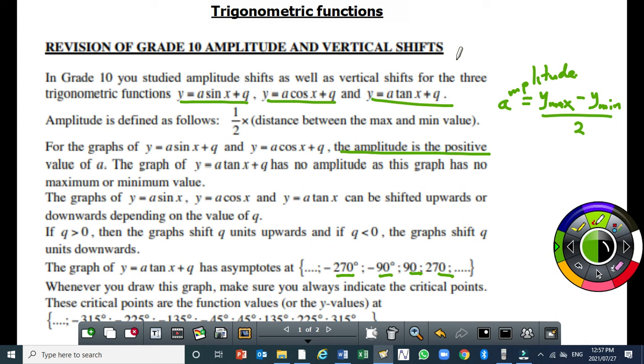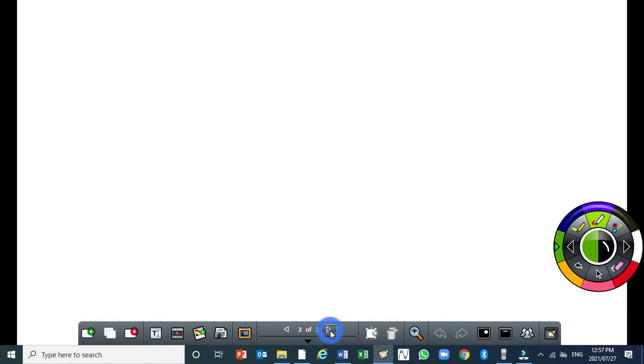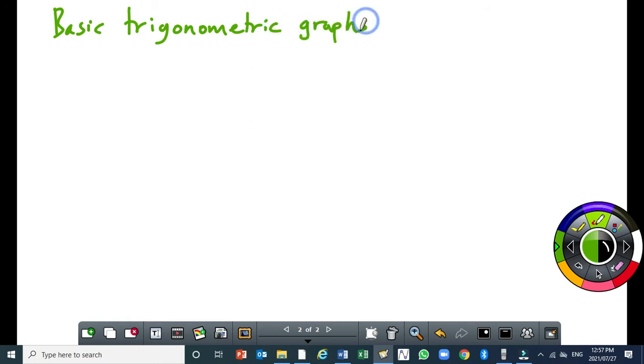So, in your own time, you can go over this if you're copying it down. Let me just do a recap of the basic trigonometric graphs. The reason why I'm going over these basic trigonometric graphs is because they are the basis of everything that you are going to do in terms of sketching trigonometric graphs and also the interpretation.